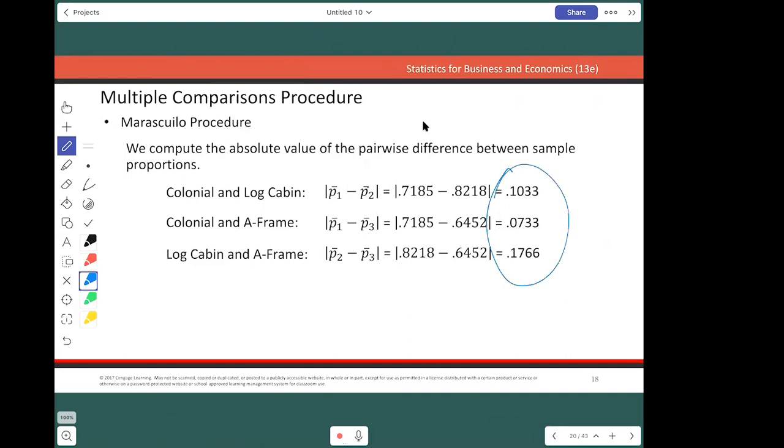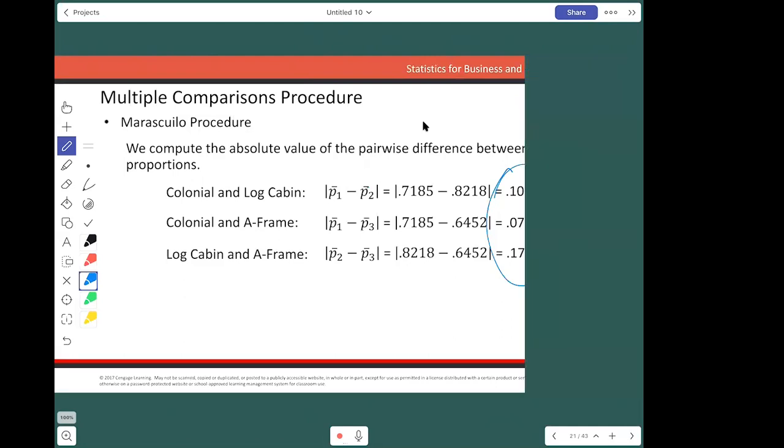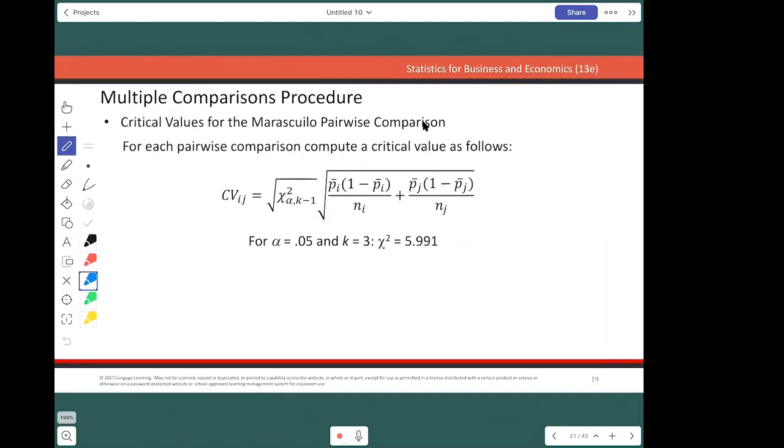All right? Now what we're going to do is compare that to a value that we call a critical value. That critical value, depending on what it is, will tell us which of these pairs actually are significant. The pair differences are actually significant. So what does that formula look like? It happens to look like this.